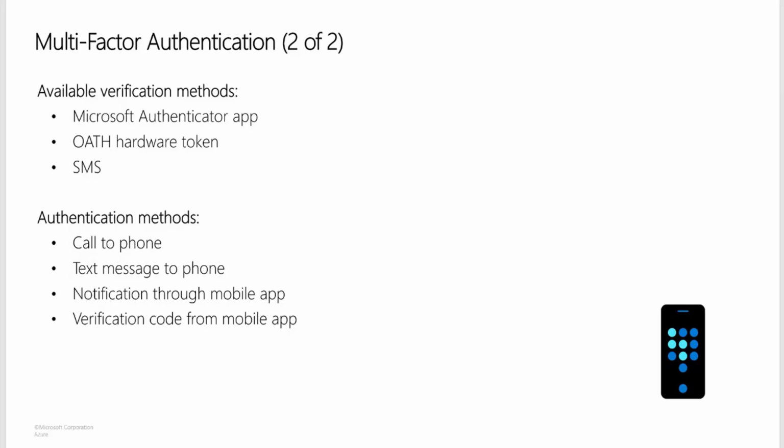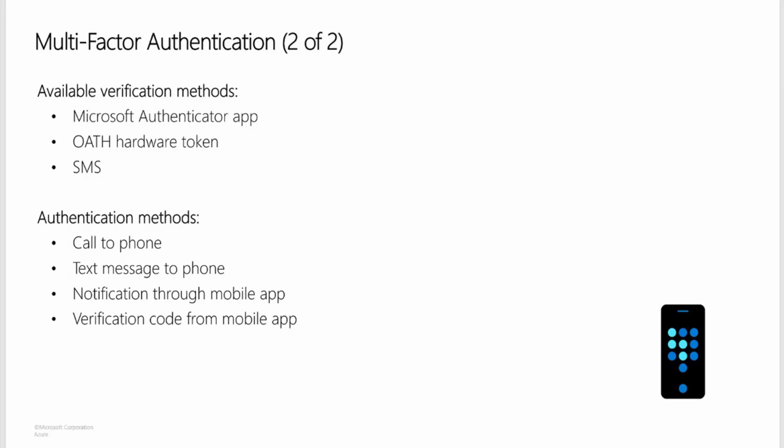Then there is a hardware token. You can have a smart card or a key, something like that. Then you can have SMS. That's what I'm using right now. The authentication methods are call to phone, text message to phone, notification through mobile app, and verification code from mobile app. So these are the methods that are available right now.